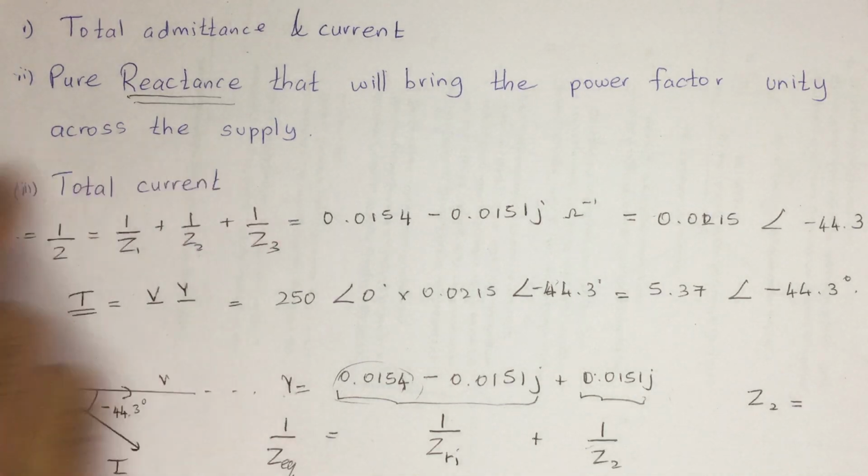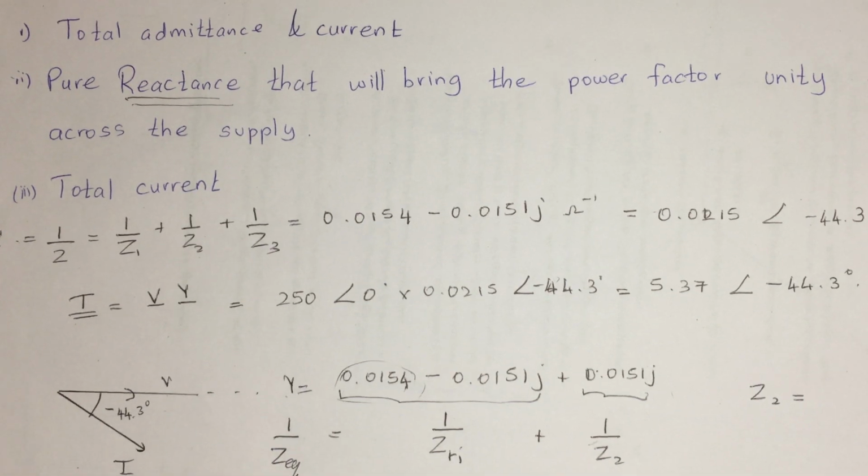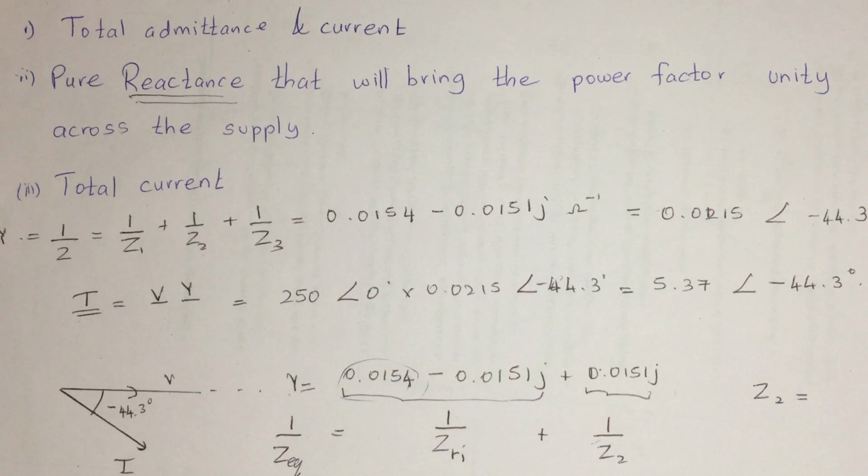After that they are asking about the total current. Actually we knew that there would be a change in the total current, because we are going to add another few items in parallel, so it's going to change the total admittance. So there will be a change of total current. You can try it on your own, and if you can, please sort it out and give the answer in the comment section, so I can also watch it and other students also can watch it.